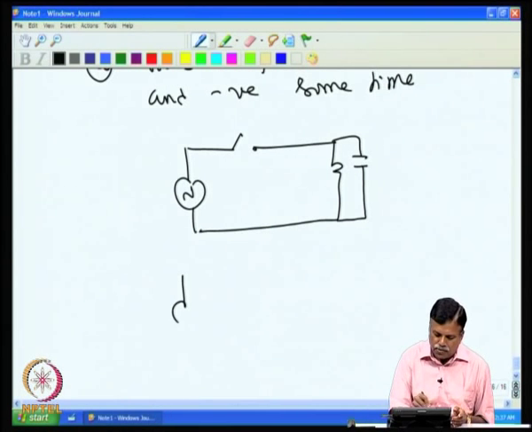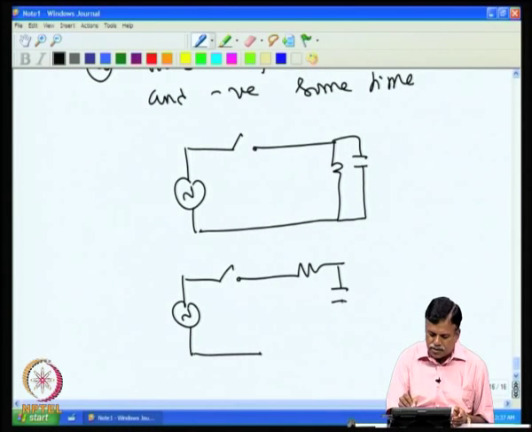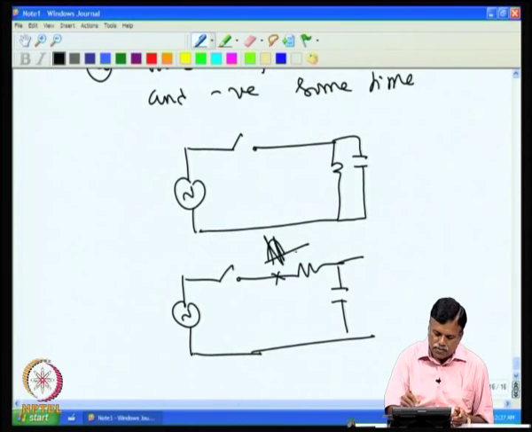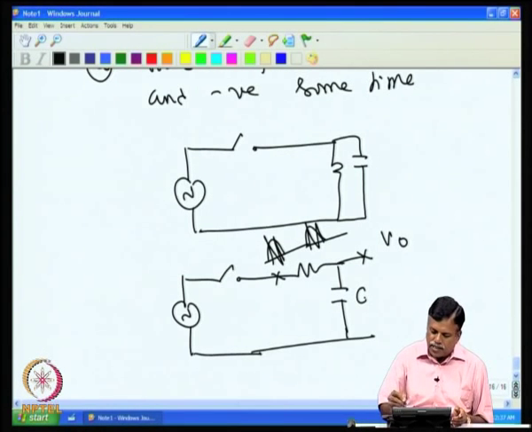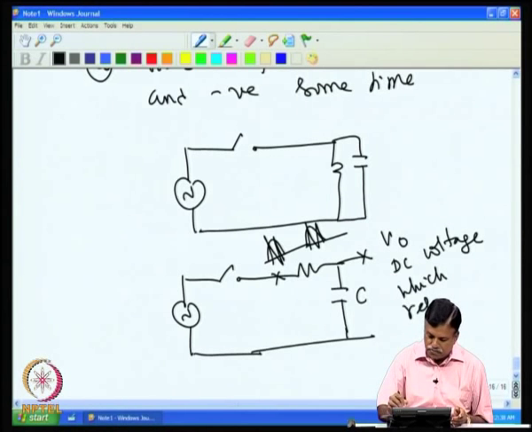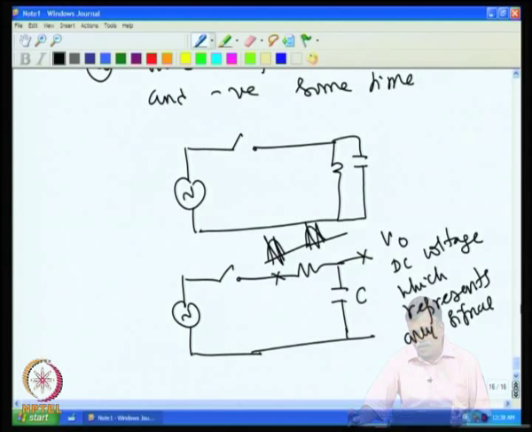Instead of having the load like this, I can have a switch, then I can put an RC like this. Now, at this point you will have signal plus noise coming here. But at this point, V0, the capacitor is used to average out. At this point I will have a DC voltage which represents only the signal. What happened to the noise? Actually, the noise got averaged by itself, because noise is positive sometimes and negative sometimes.